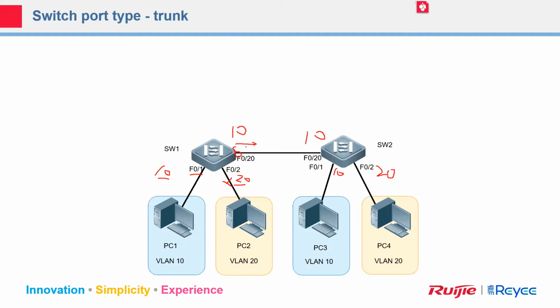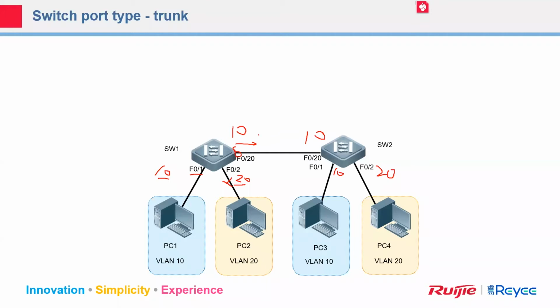Yes. And before we send the packets out, we will delete the VLAN. This is the principle of the access interface. When I receive untagged packets, I will add the VLAN tag. When I send the packets out, the VLAN tag is removed. So this is the principle of the access.